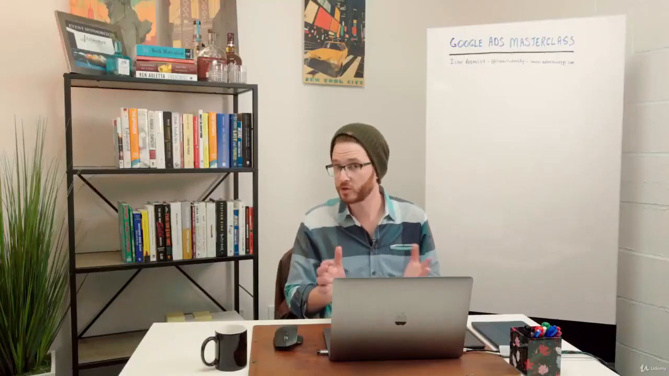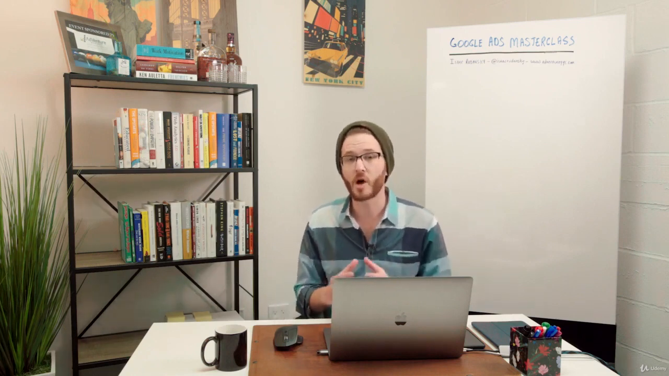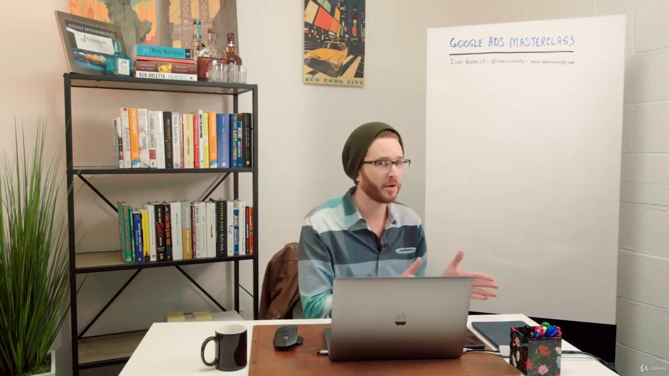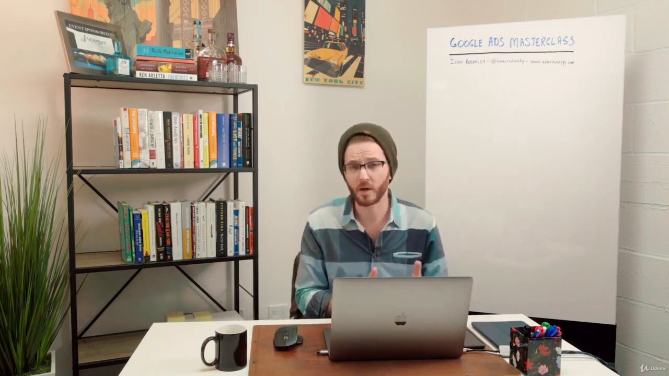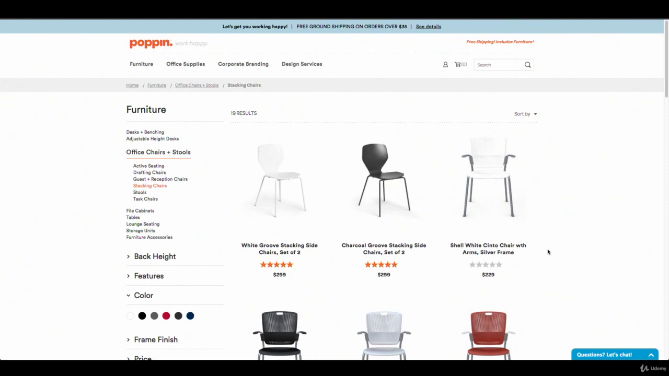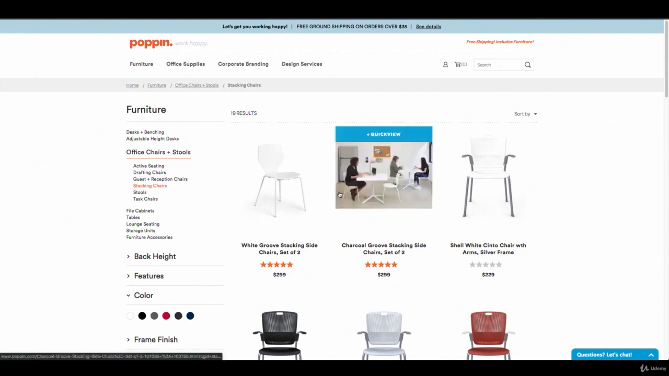I know from my own research, and we'll talk about keyword research in a future lecture, that there's a lot of volume for these different types of chairs, so I want to make sure that I could have a separate ad group for each one of these different types of chairs. So I want to have an ad group for task chairs and an ad group for stools. And if that's the case, I'm going to need to have a campaign just for office chairs. It's not enough for me to have a campaign just for furniture. So my first campaign is going to be for office chairs and stools.